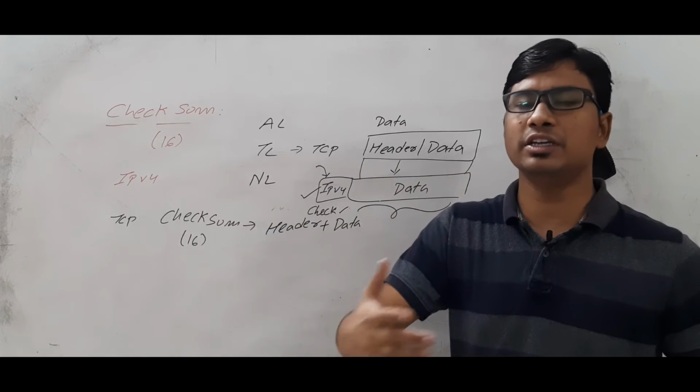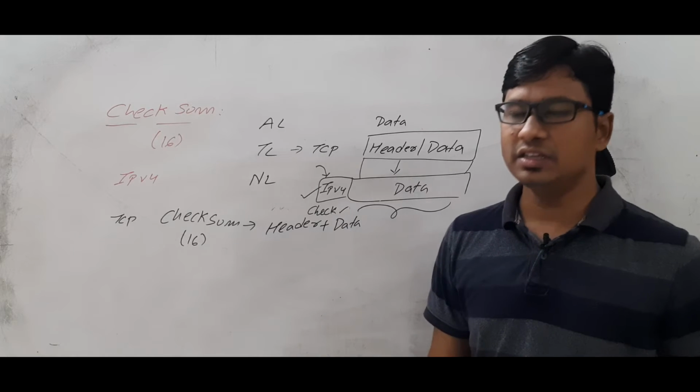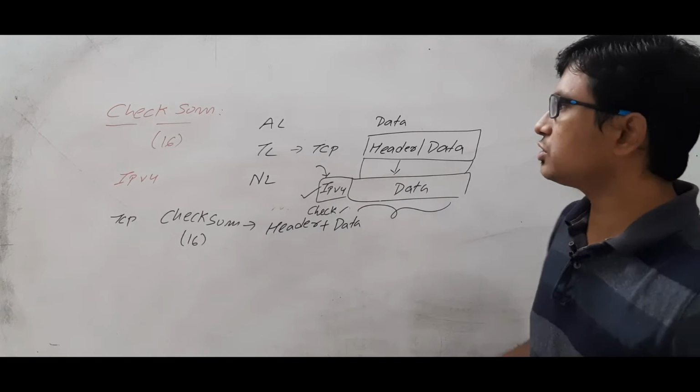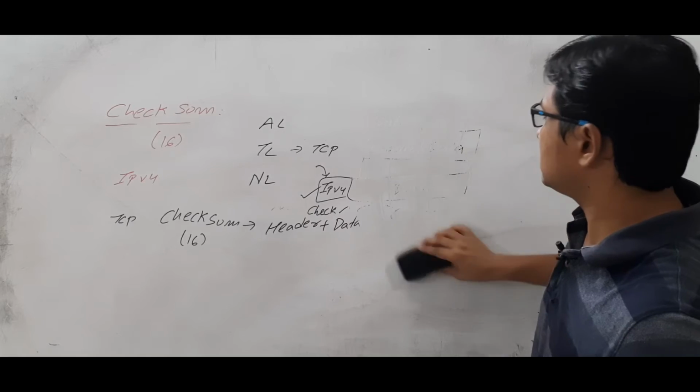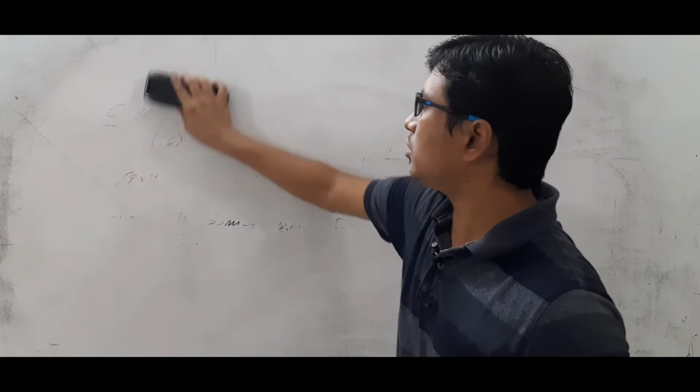So if any bit is modified, the receiver can identify it with the help of the checksum. I hope you have understood the TCP checksum. If you still have any doubts related to the checksum, you can ask me in the comment section.